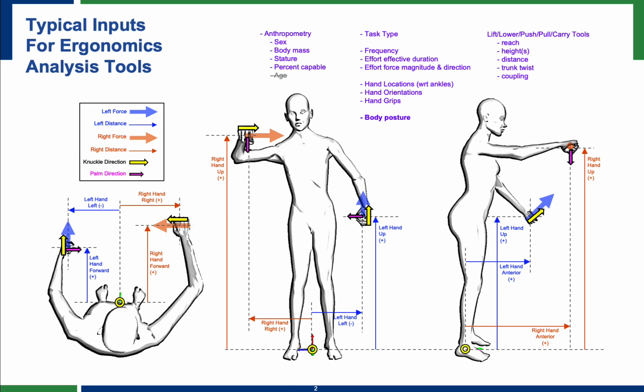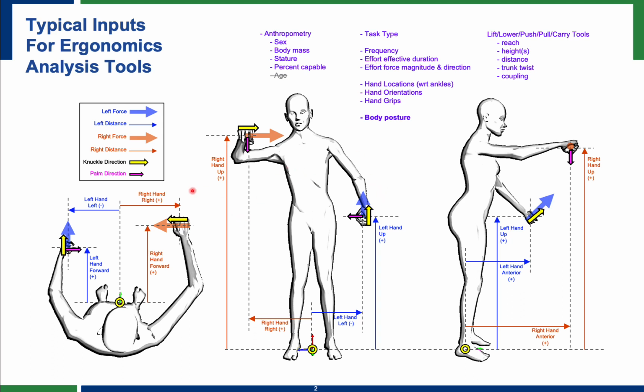So when we look at physical ergonomics assessments, there's typically a number of inputs that are required. First, are we designing for males or females, body mass, stature, so anthropometry. We normally set the percent capable. Most Ergo software packages don't have age. We want to include that in Works in the future. But you also need to know things like, is it a static task, a lift, a push, a pull? Are people seated? The frequency and effort duration, so you can calculate the duty cycle.